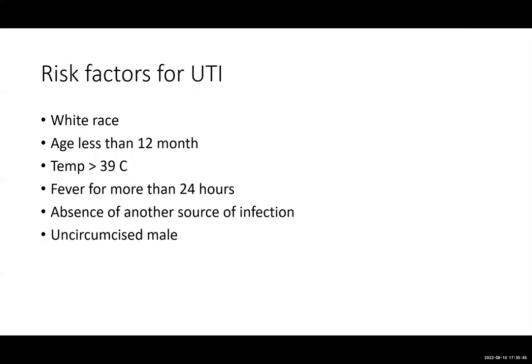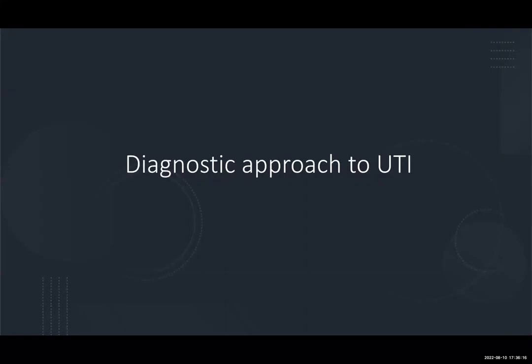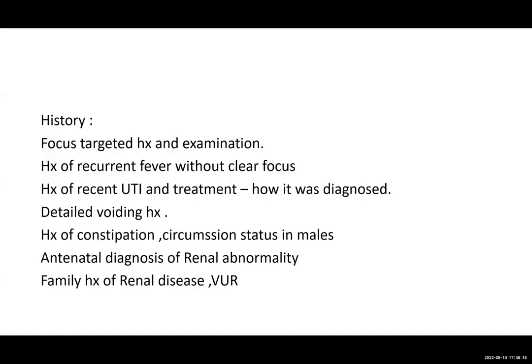Risk factors for UTI, according to the American Academy of Pediatrics 2011 guidelines, are defined as: white race, age less than 12 months, temperature 39 degrees and above, fever for more than 24 hours, absence of another source of infection, and uncircumcised male. These are risk factors for UTI, and we need to have a high index of suspicion to diagnose and treat UTI. Diagnostic approach to UTI, let's start with the history.